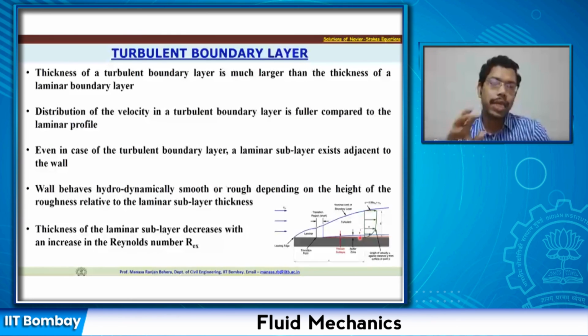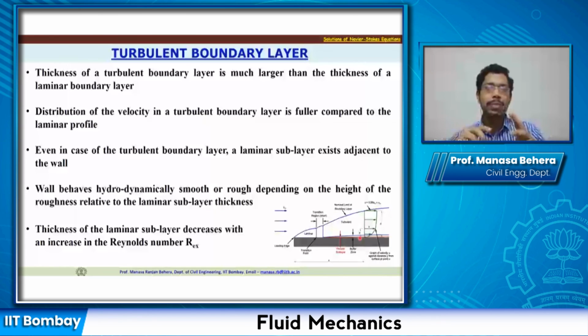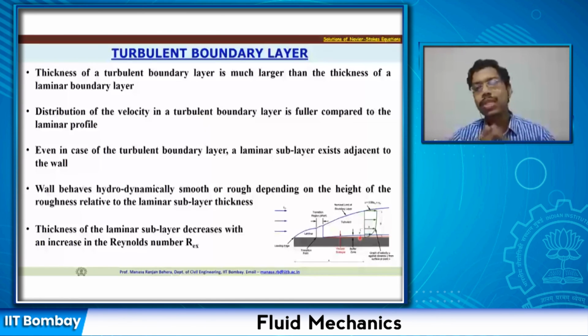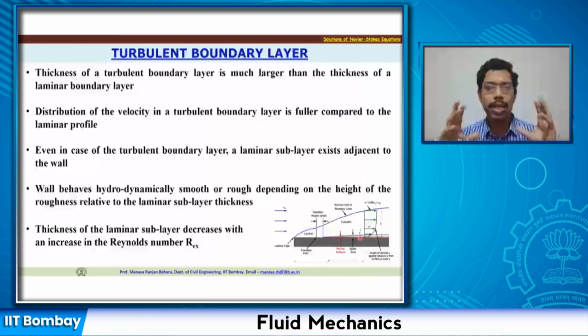Finally, the thickness of the laminar sublayer decreases with an increase in the Reynolds number. If the flow velocity increases, the momentum becomes dominant, and the thickness of the laminar sublayer decreases further. So these are the essence of the turbulent boundary layer. With this, we have come to the end of the solutions of the Navier-Stokes equation, where we discussed exact solutions and approximate solutions. In the approximate solutions, we discussed boundary layer thickness and various boundary layer theories, which are very important concepts of fluid mechanics.